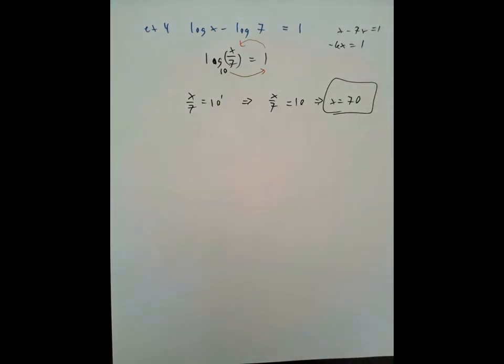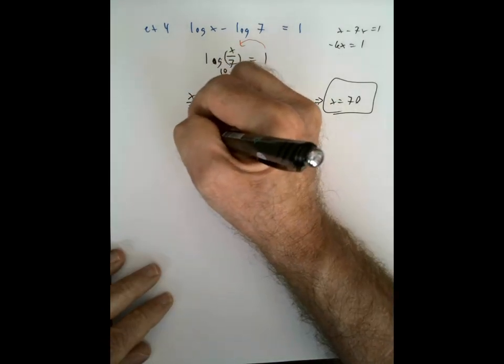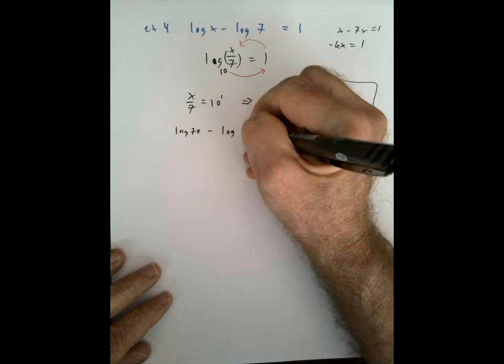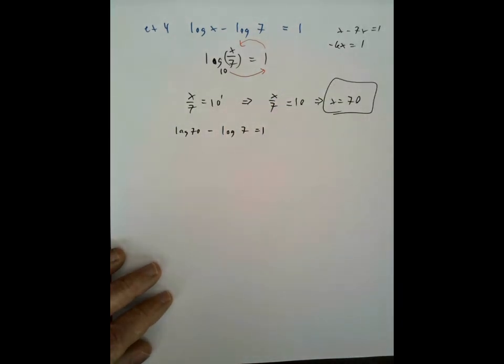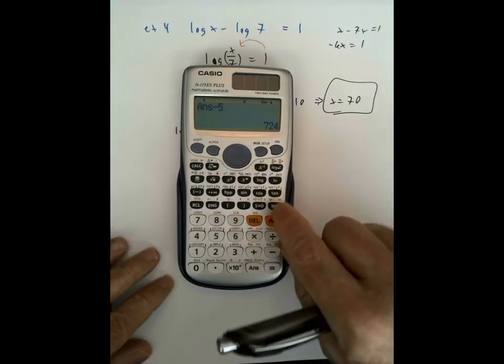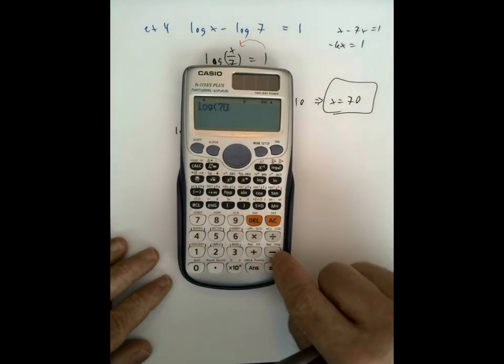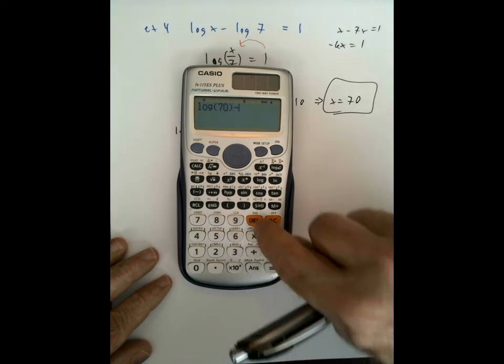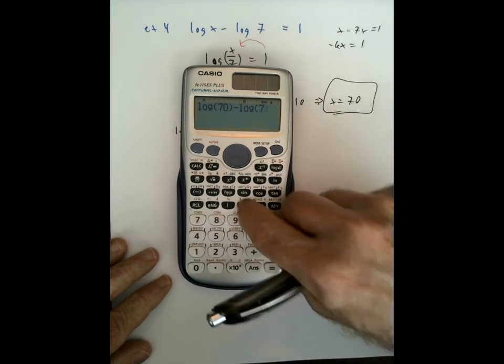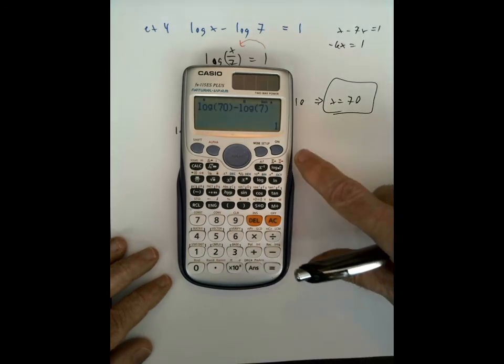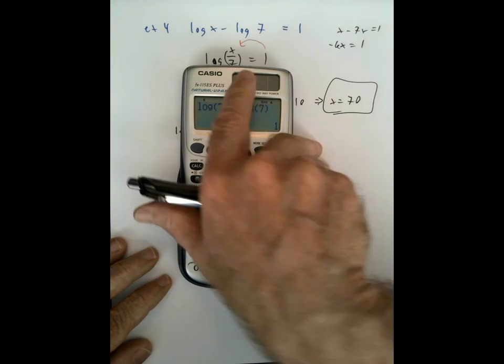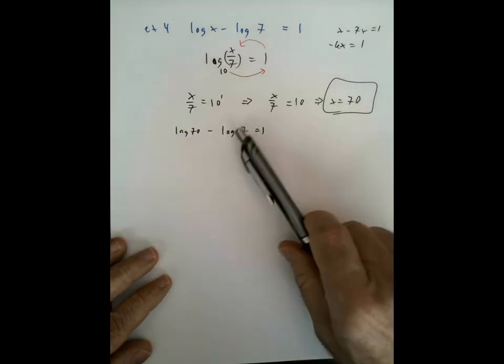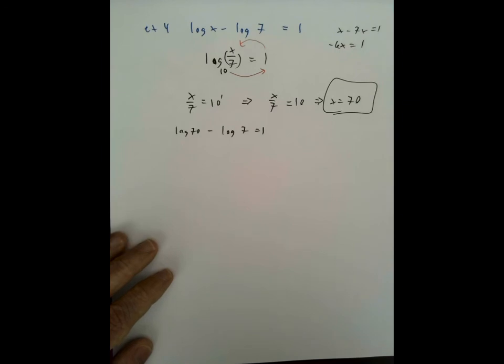Okay? And you can check your work there, by the way, just for yucks. We didn't do it on the last one, but log of 70 minus log of 7 is supposed to be equal to 1, right? Well, let's try that on Mr. Calculator here. Log 70 minus log 7. Yep. See there? 1. Okay, so that's just a check. Okay, so that's how that goes.